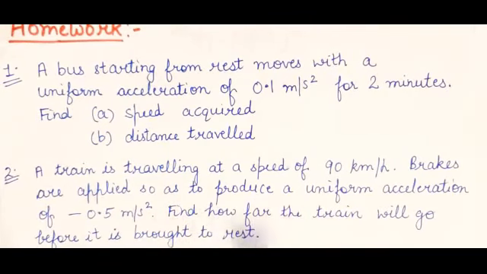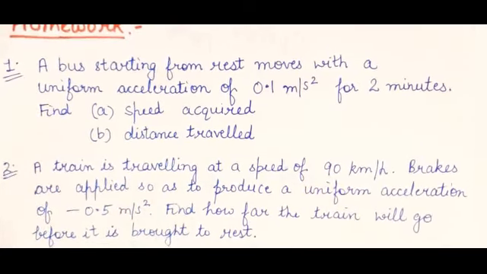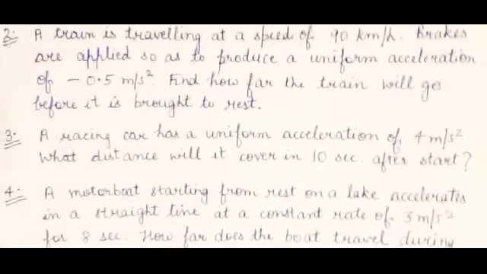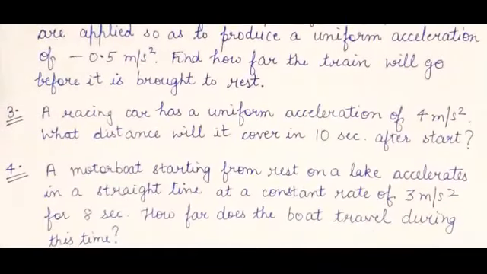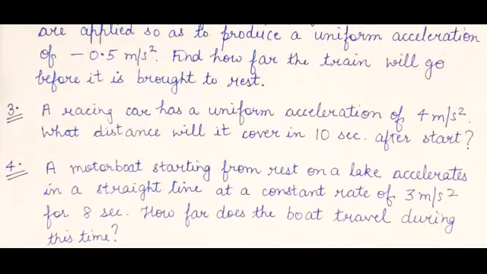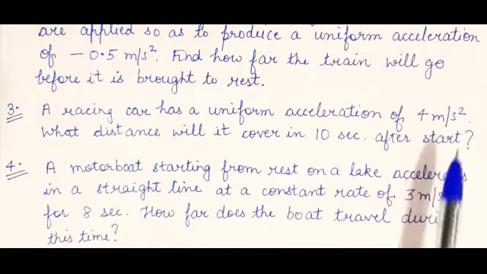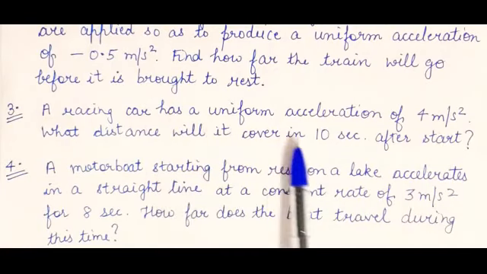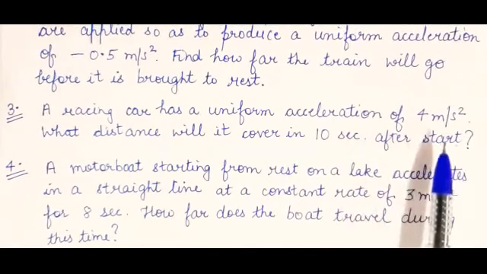How far means you need to calculate distance. This speed you need to convert into meter per second. Now brakes are applied, which means which velocity is 0, initial or final? It is final. So final velocity is 0, initial is given, just substitute in the formulas. Now question number 3. A racing car has a uniform acceleration of 4 meter per second square. What distance will it cover in 10 seconds after the start?